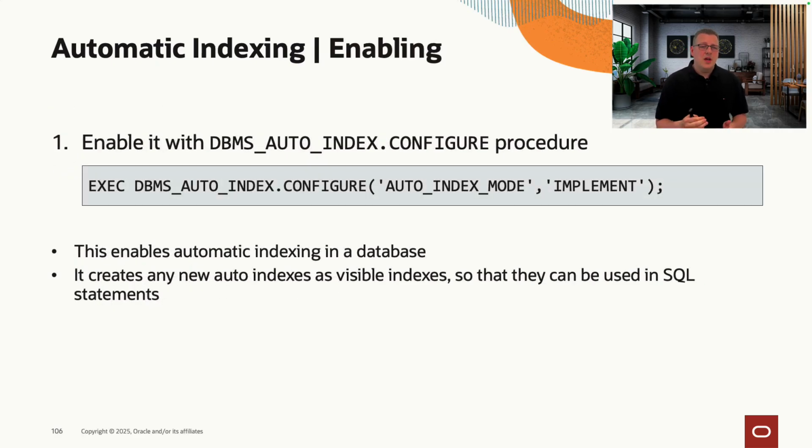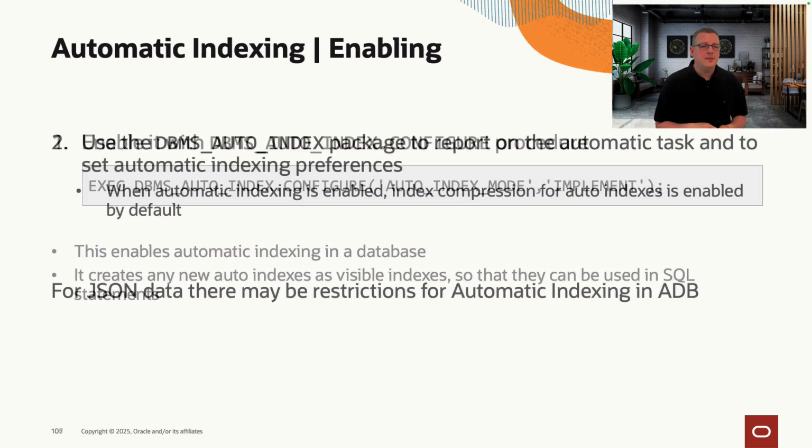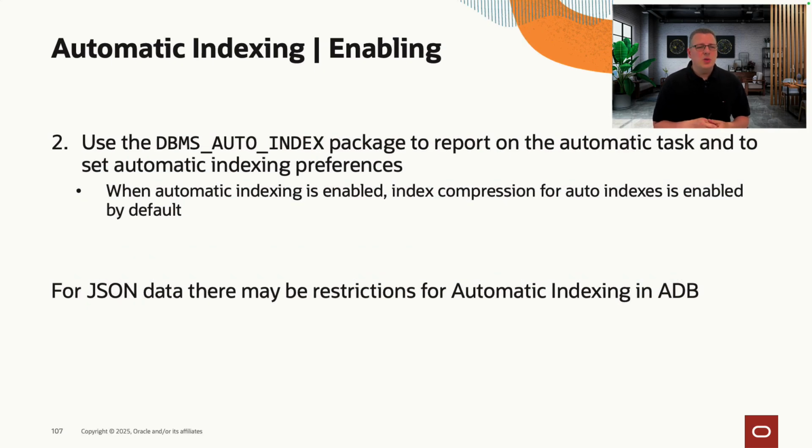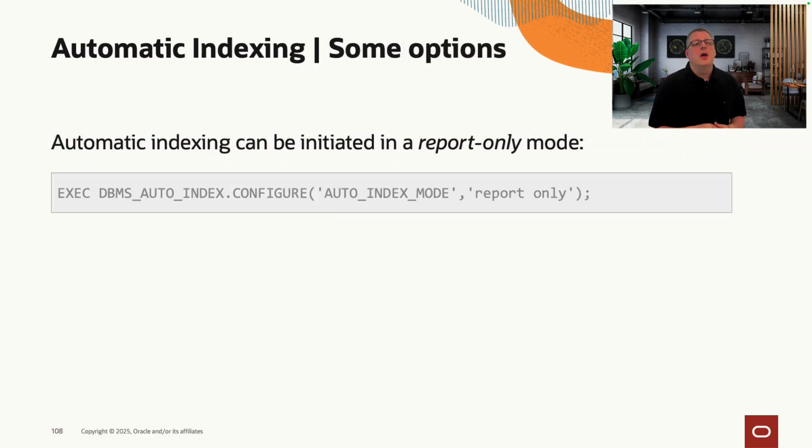Some options that I have: I can set the auto index mode to implement. So in this case, I'm telling the Oracle database, okay, I trust your decisions. Go ahead, analyze my workload, and do everything, create, drop, and maintain all my indexes automatically. One thing to be aware of, if I have JSON data, there are some restrictions on ADB. So please go to the documentation for your current version and check these restrictions.